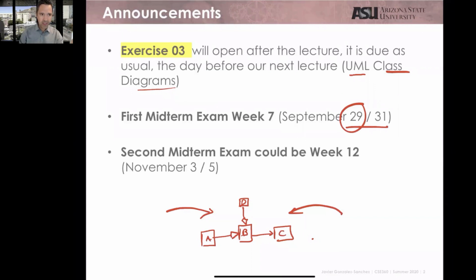And for the second midterm, right now it is scheduled in week 12. So that means for you, November 3rd. So these are the tentative dates for our first and second midterm. And the final, according to the ASU calendar, you can check online the schedule that the university has for the finals. Good, any question?